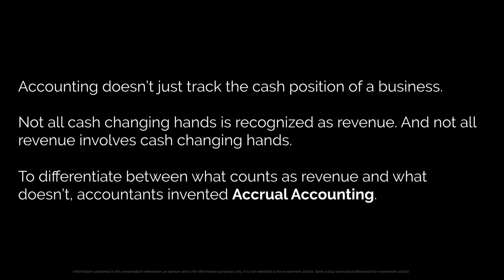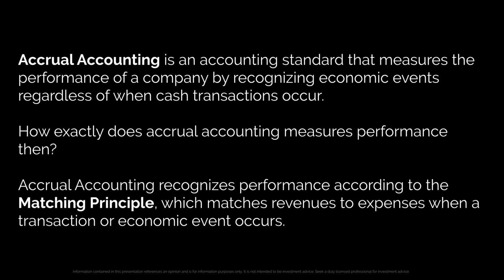So the previous example we saw was cash accounting, and now we're going to discuss accrual accounting, which doesn't necessarily tie events with the cash position of the company, but really the economic event. So accrual accounting is an accounting standard that measures the performance of a company by recognizing economic events regardless of when the cash transactions occur. So how does it measure performance? It measures performance by the matching principle, which matches revenues to expenses when the transaction or economic event occurs. So let's continue with this example.